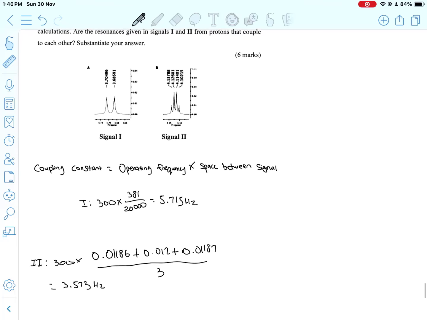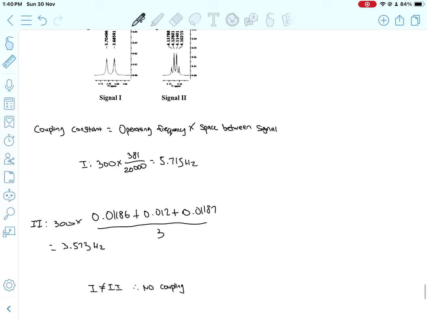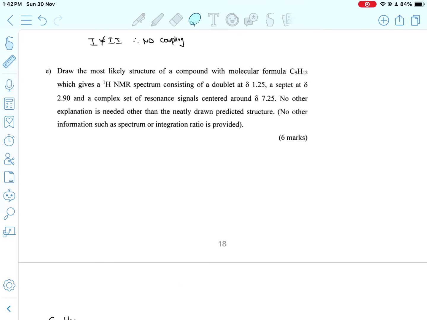Now the answer is, do these protons couple to each other? The answer is no, because the two coupling constants are different, hence there is no coupling.